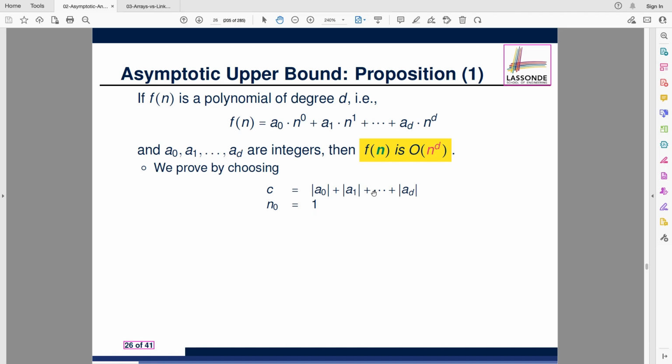But this will be the C, the constant you have to choose, which will be the sum of the absolute value for all the multiplicative constants over here. And the multiplicative constant here may be negative. So that's why you want to make sure you change its sign by using absolute value. And also the N0 here will be almost always guaranteed to be 1.